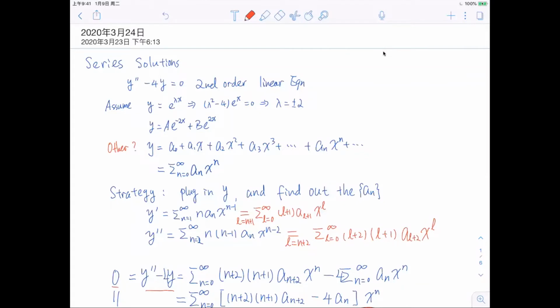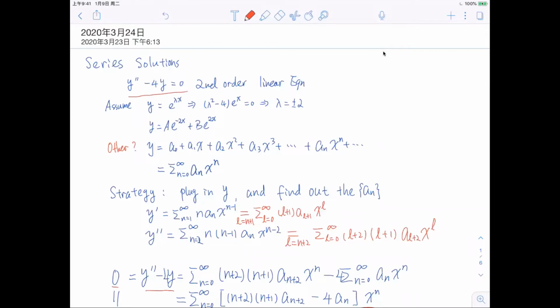Next, let's look at series solution. So series solution is by plugging the series form of the solution into the original equation and then finding out the coefficient. Let's look at a simple example. Here, we want to solve this equation: the second order derivative of y minus 4 times y equals 0.